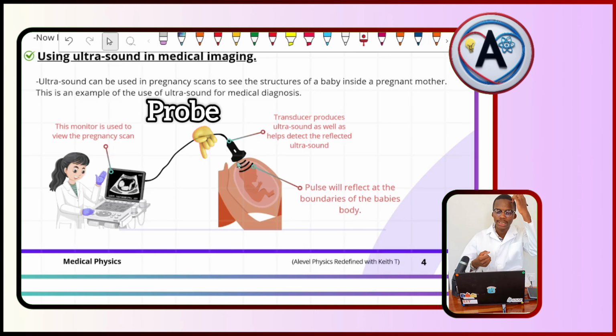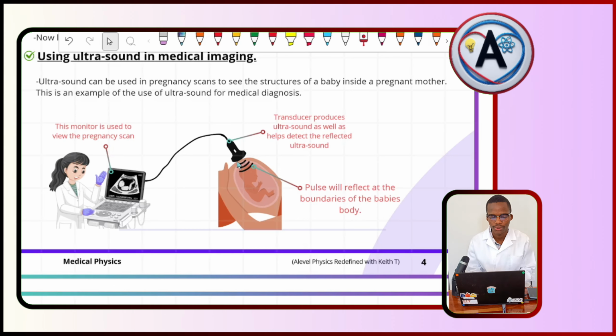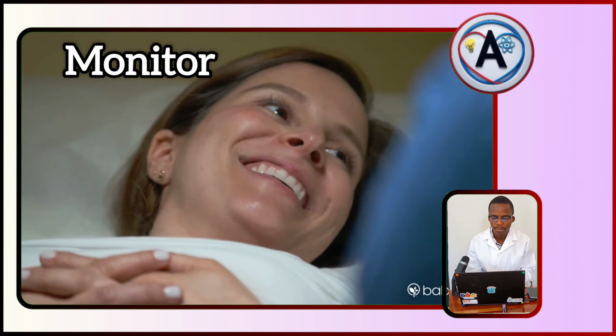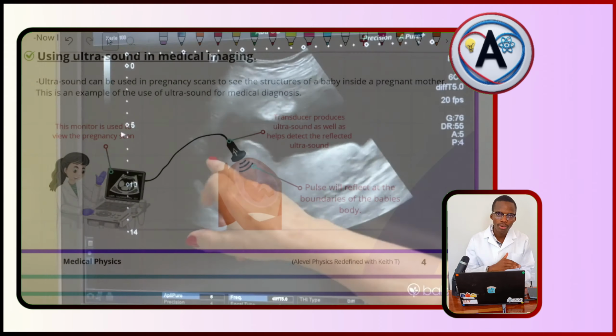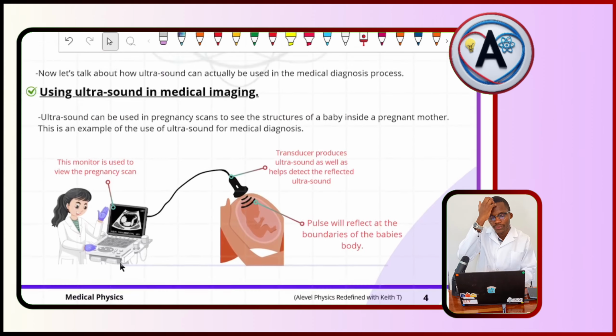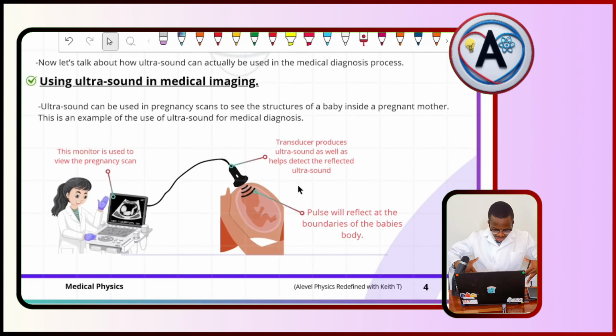To use ultrasound, we're going to need what is known as a probe, or a transducer, that produces ultrasound as well as detects the reflected ultrasound. We're going to have something like that, a monitor that is used to view the pregnancy scan, and a mother over here. Then we're going to move the probe up and about over the stomach of the pregnant mother, with the aim of being able to view the internal structure of the baby.